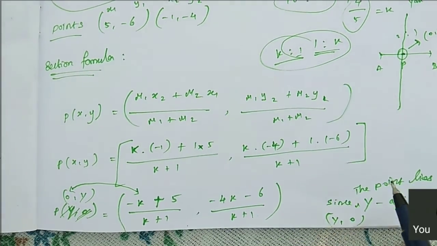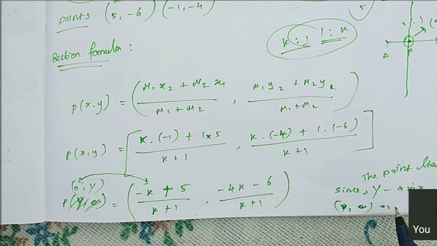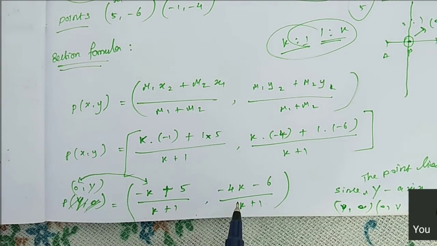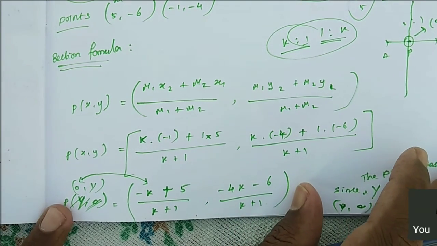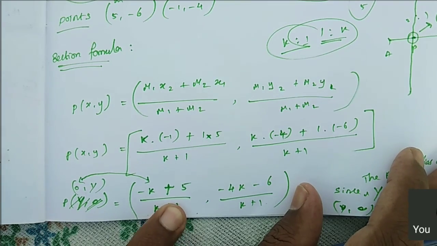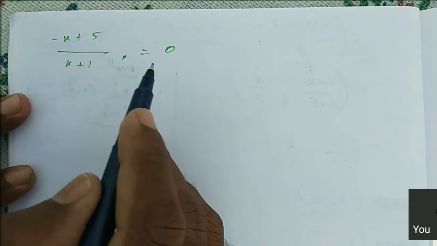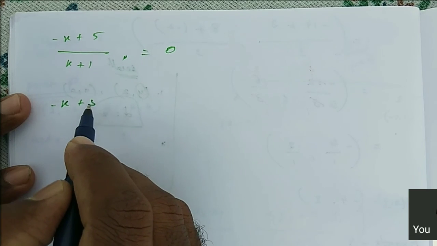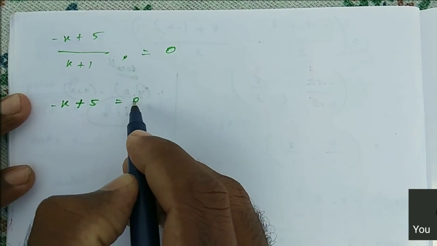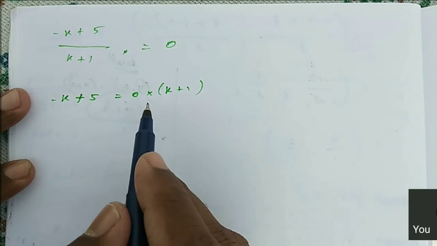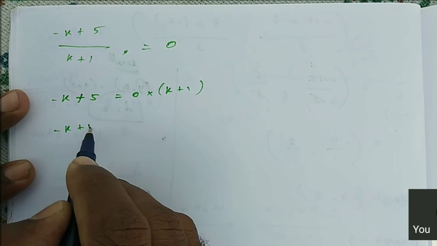Clear? So 0 comma y. Here the first value is 0 and the second is the y value. So I equate the first expression to 0: minus k plus 5 divided by k plus 1 equal to 0. Next, do the cross multiplication: minus k plus 5 equal to 0 into k plus 1. So 0 into any number became 0.